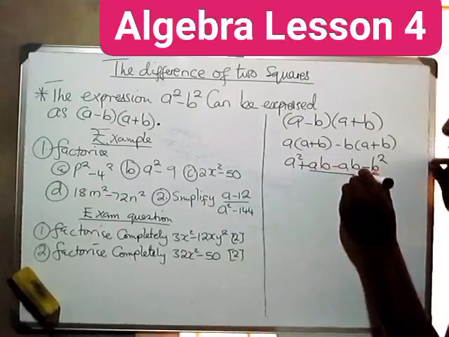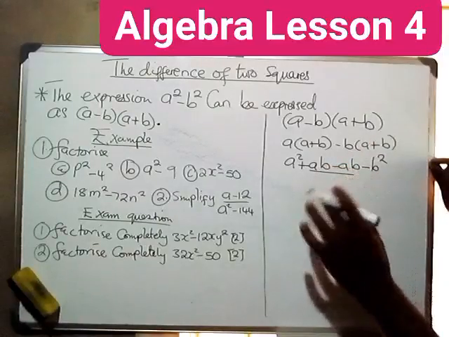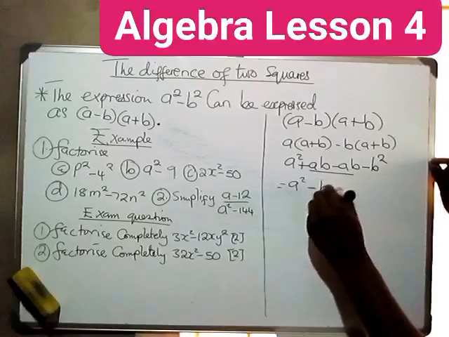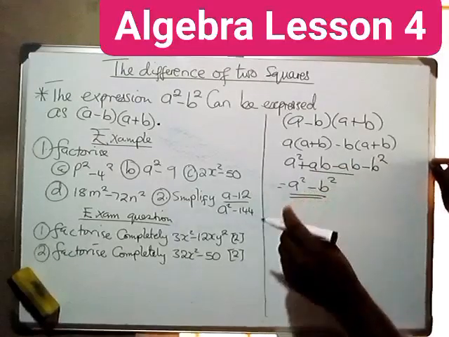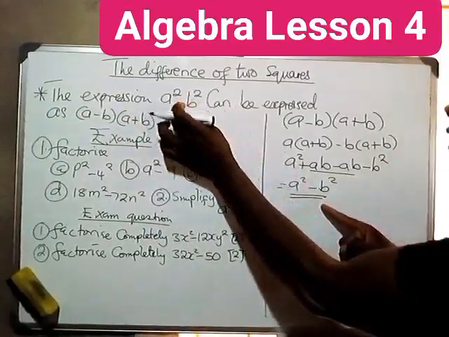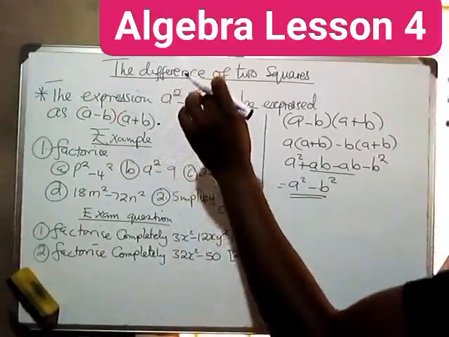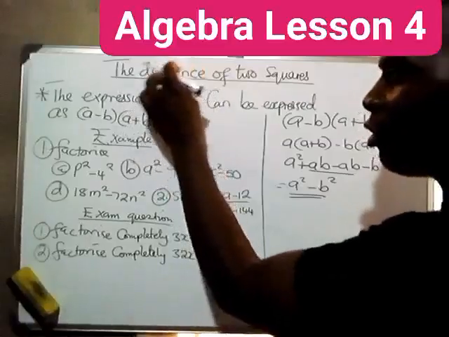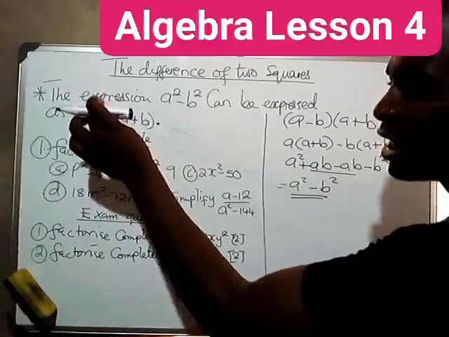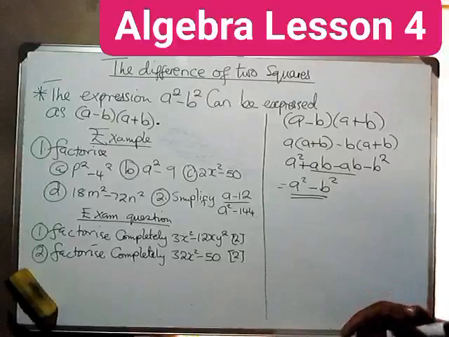Then these two are like terms: ab minus ab is 0. So our final answer is a squared minus b squared. You see, if you expand this, you go back to the original. So this tells us that a squared minus b squared is always factorized like this. This is what we call the difference of two squares.